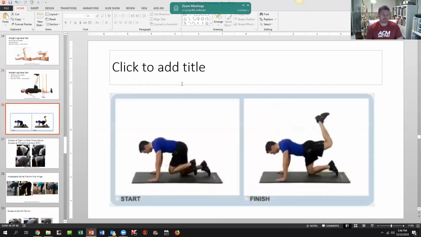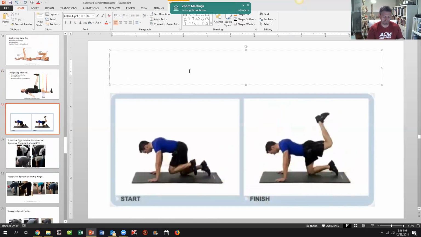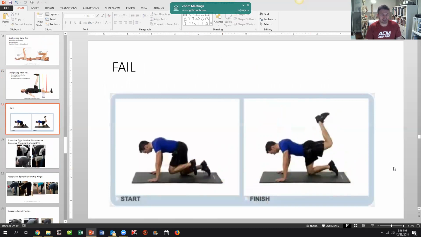I've always loved this picture. I'm just going to name this one fail. This was actually something I got off the internet, someone showing us how to do hip extension exercise for the glutes. And we see it all the time in the gym, the famous exercise for the booty.